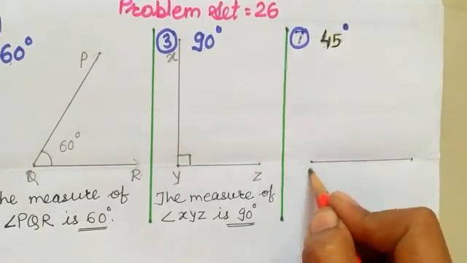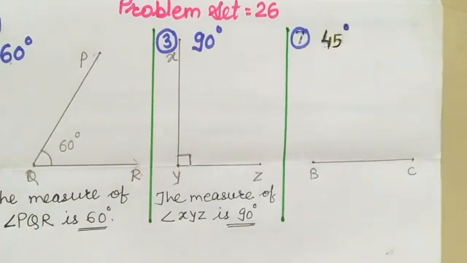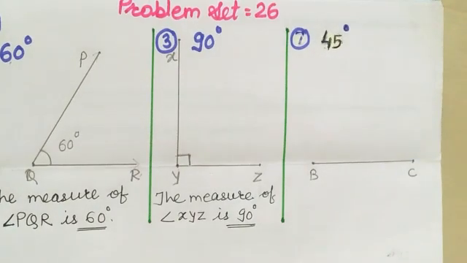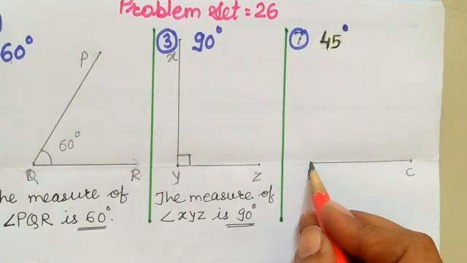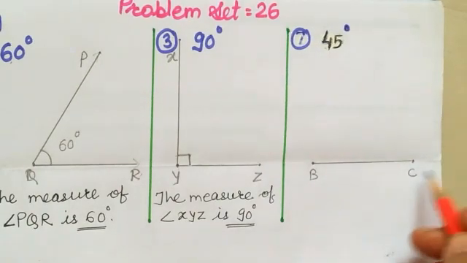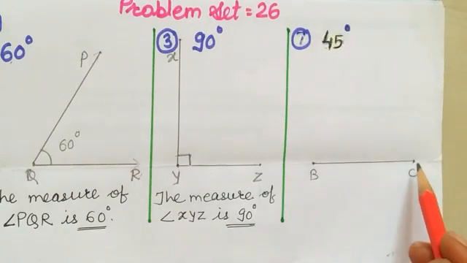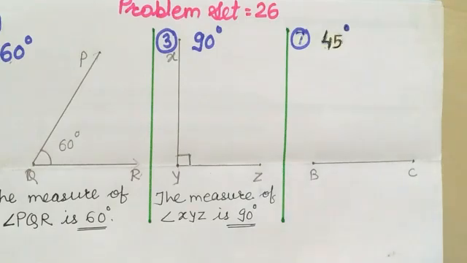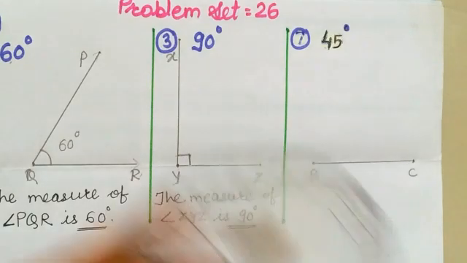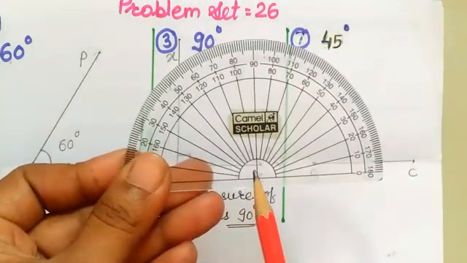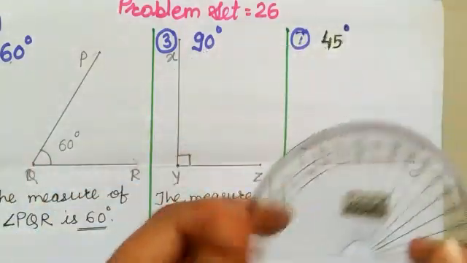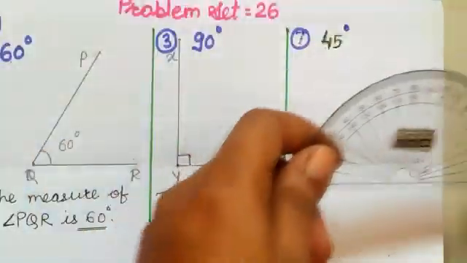Its name is BC. Now students, it is not essential to show the B or this left sided point only as a vertex. We can keep the C also as a vertex. So now let's assume that BC is a vertex of the angle. So we have to place the center of the protector over the point C, if we assume the C as a vertex.